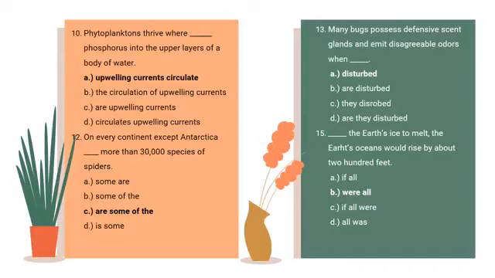Because the sentence relates to reduced clauses and it concentrates on the reduced adverb clause. The rule of the reduced form is that the adverb connector remains but the subject and be verb are omitted. Point A has the criteria of the reduced adverb clause, disturbed, without subject and be verb. The verb after the connector when is reduced in passive, so it becomes disturbed. Therefore, the correct sentence should be: many bugs possess defensive scent glands and emit disagreeable odors when disturbed.